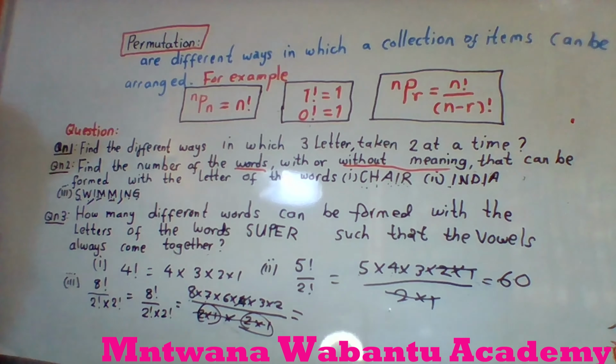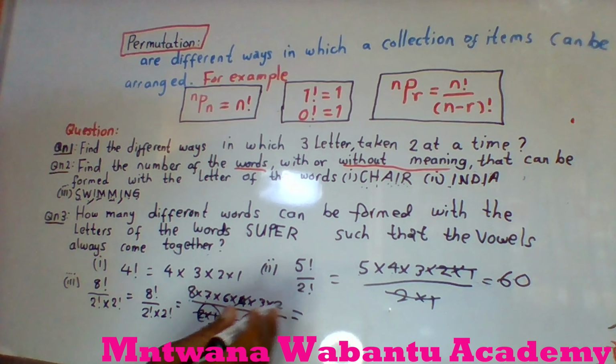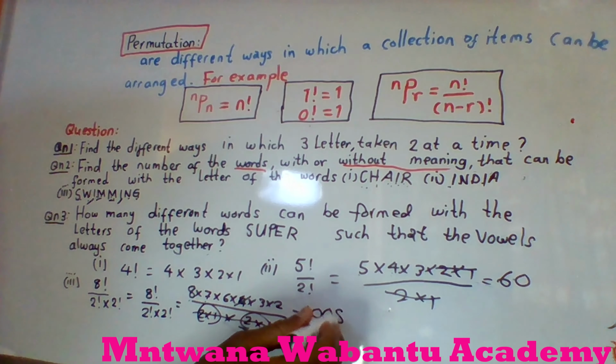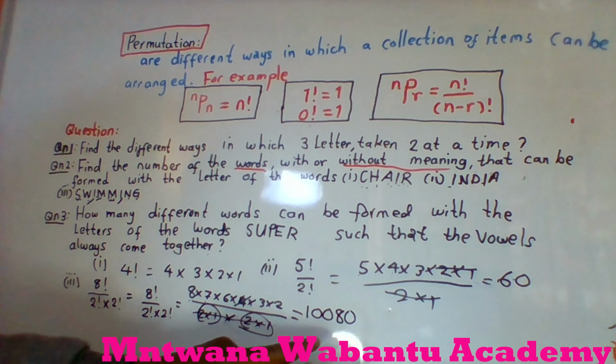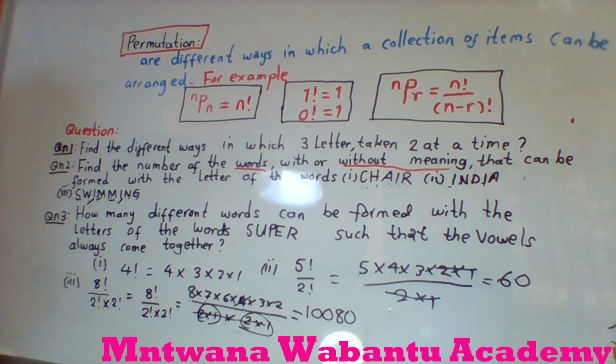So now we say, right, so when you multiply this one, 8 times 7 times 6 times 3 times 2, you get 1080. So we have a 1080 that if we take swimming, that's a different way that we can arrange. Right, so now let's go for the last one.